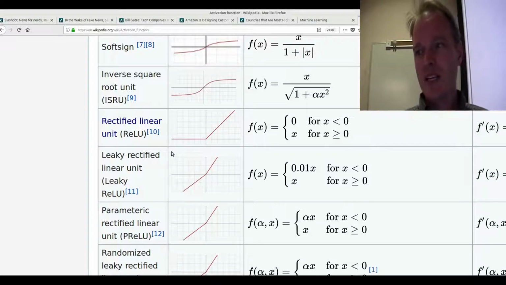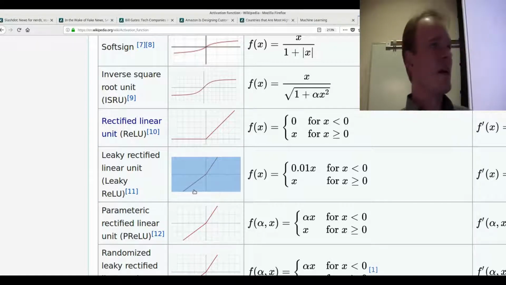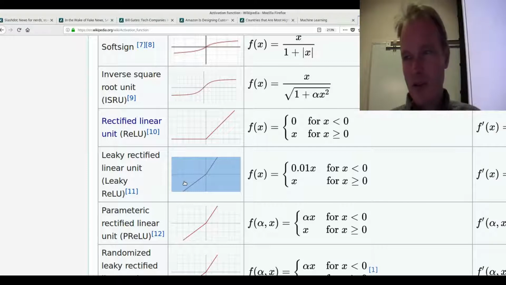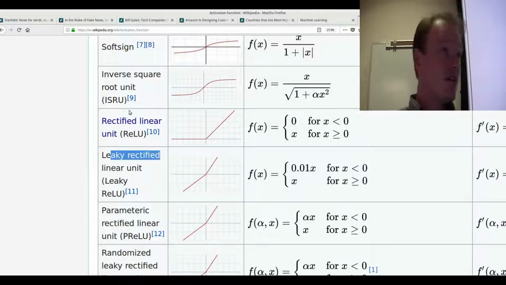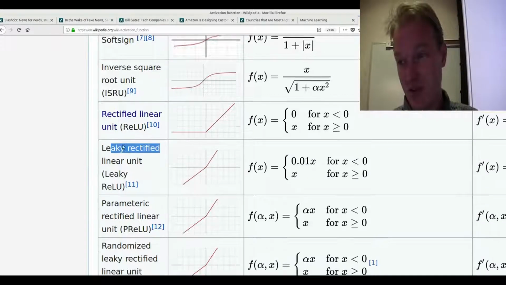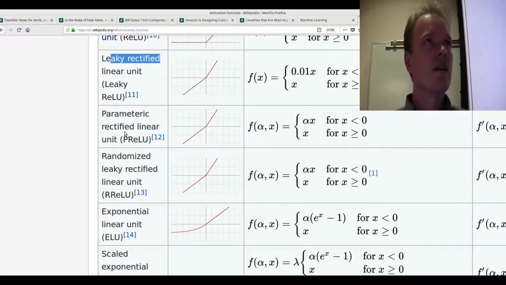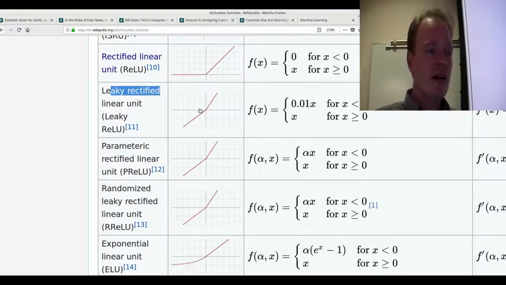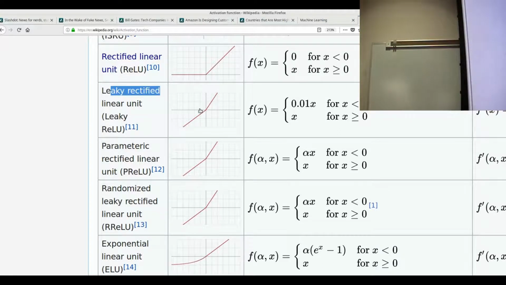People found if you make them leaky, meaning instead of flat out less than 0, you make them bend downward a little bit, that works too. Turns out leaky rectifiers do a little better than rectifiers in most tests. Yeah, basically you just wave your hands and make it go away. The truth is you cannot differentiate at exactly that point, so we just pretend it's on one side or the other and go with it.